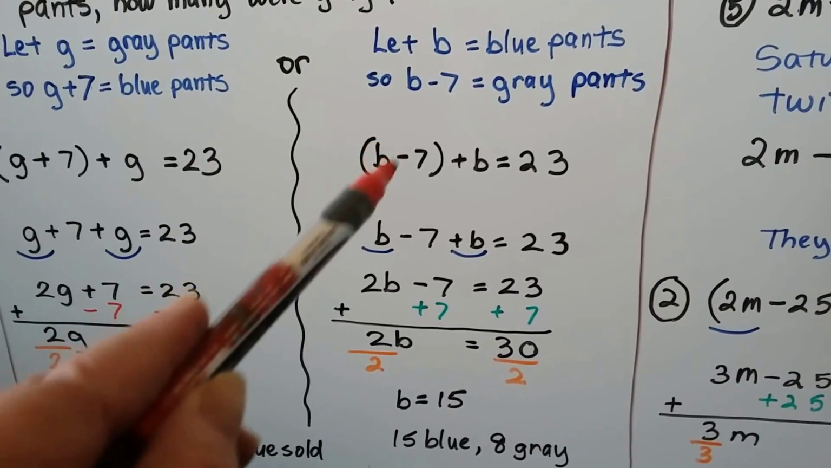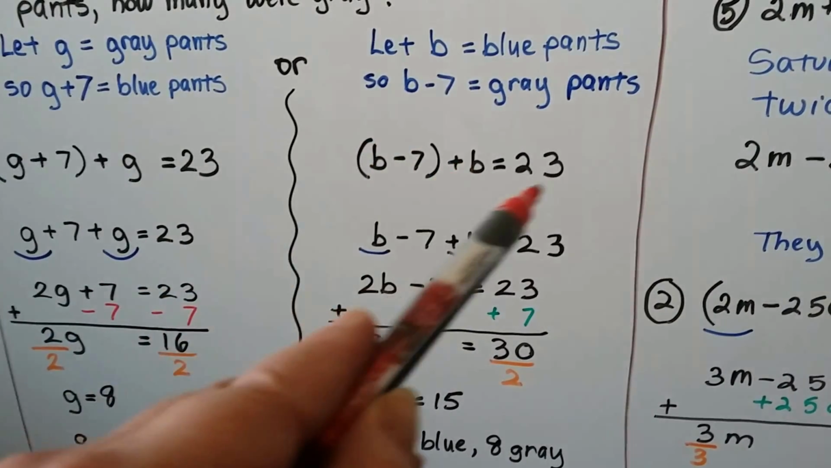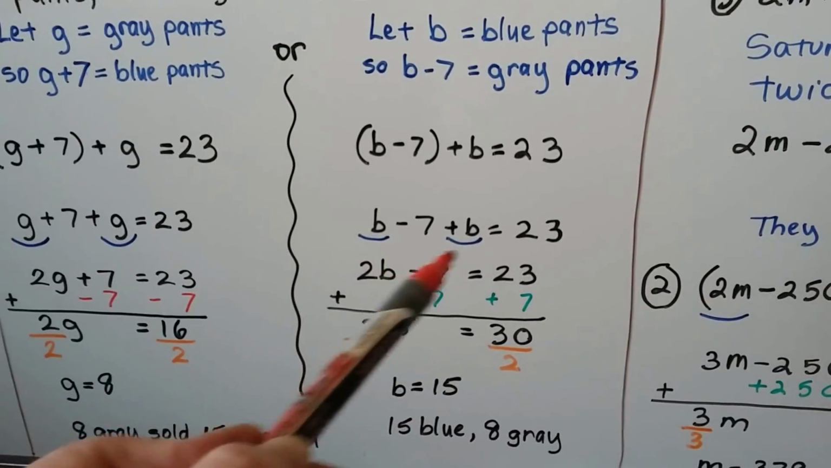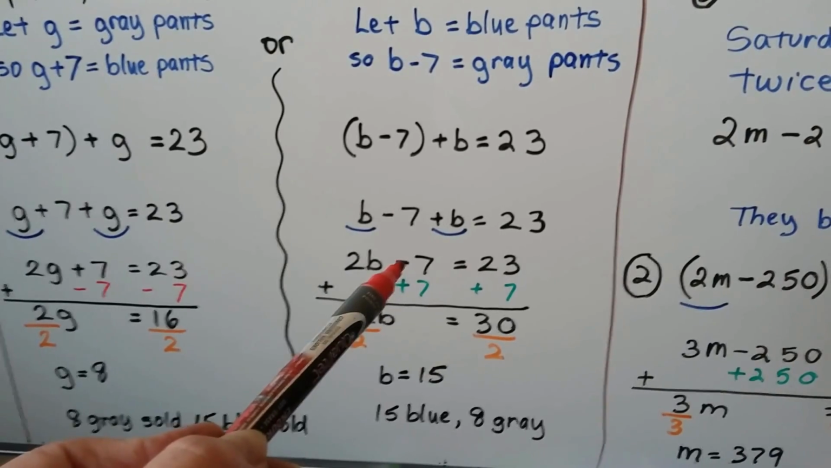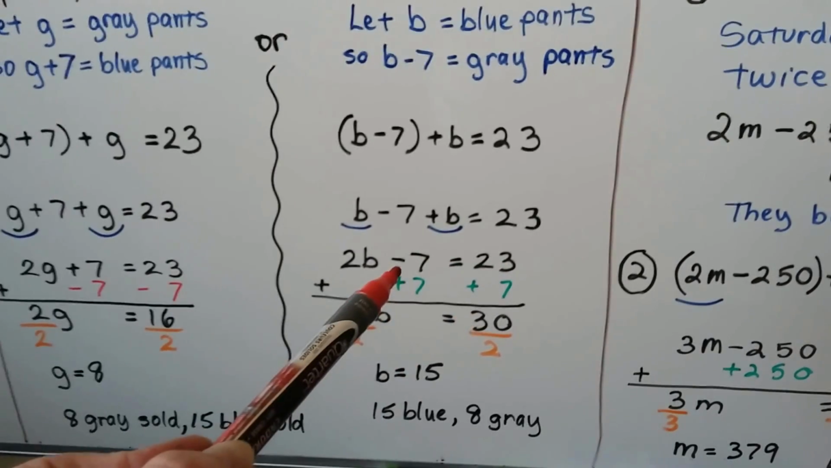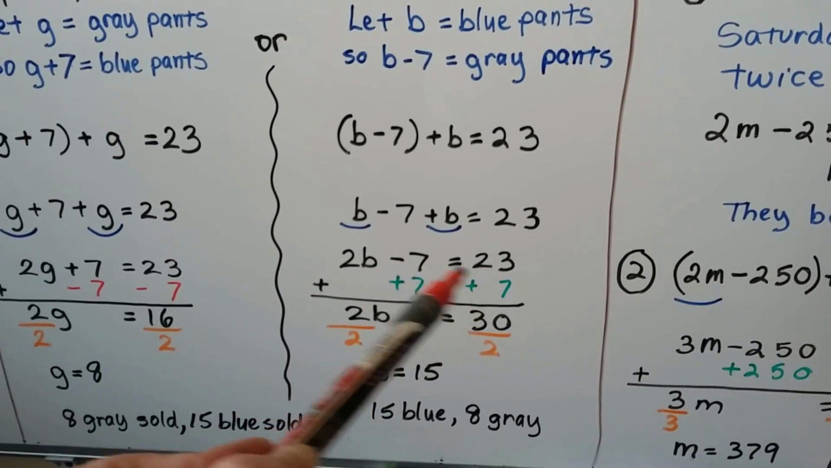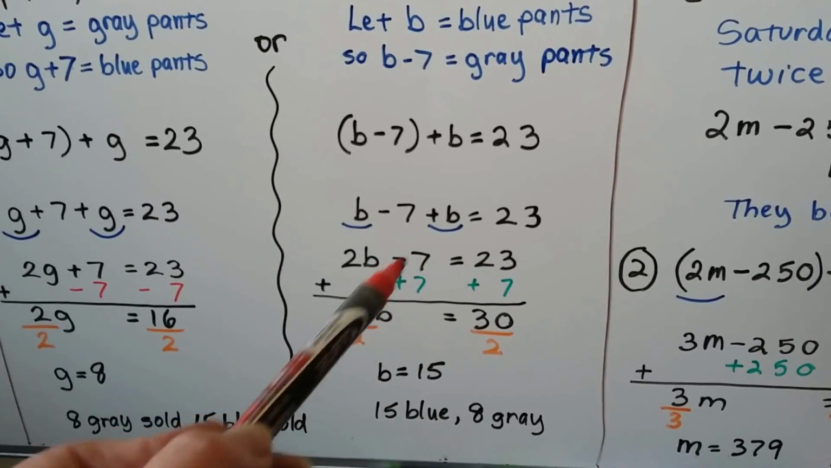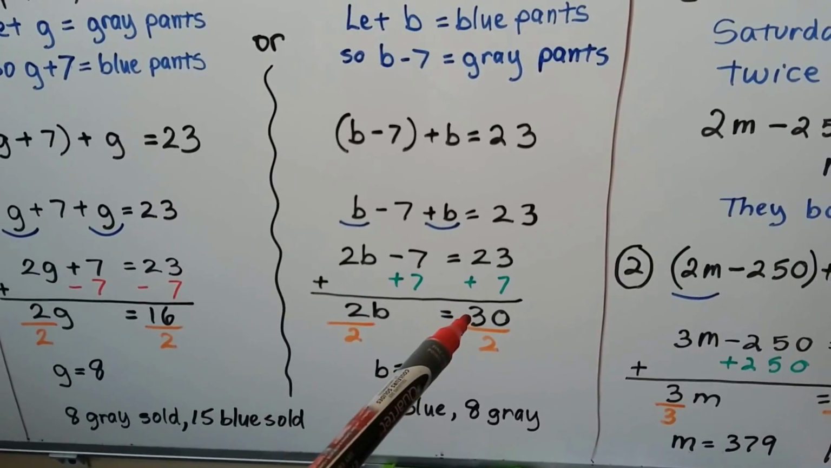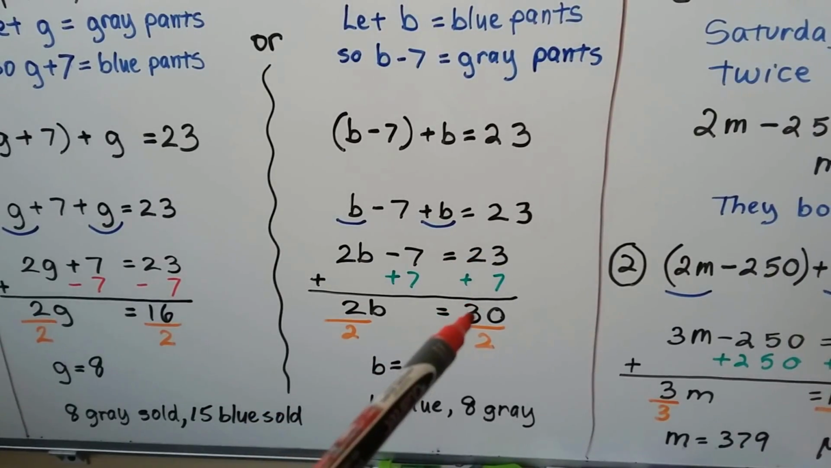So here's our gray pants, here's our blue pants, and they total 23. We combine the like terms. We have 2 B's. So we have 2B minus 7 equals 23. Now because we have a minus 7, we can add 7 to both sides of the equal sign to create a 0 pair here and eliminate it. We end up with 2B equals 30. 23 plus 7 equals 30.